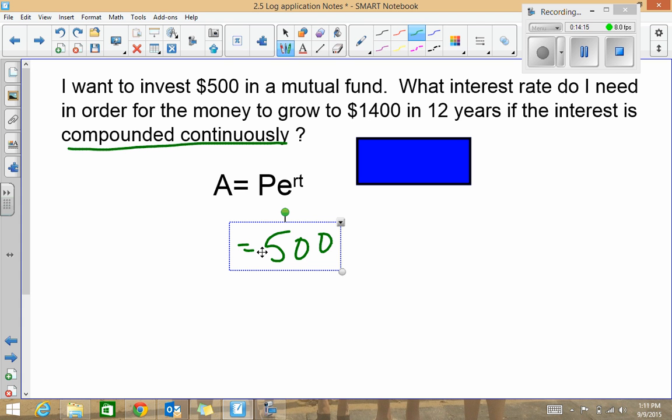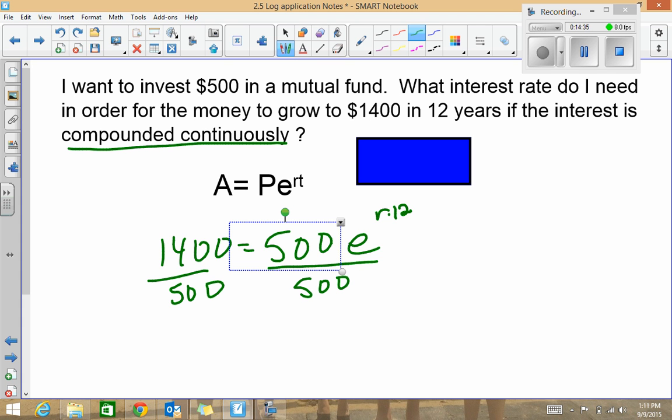We want to know what interest rate we need, so we're going to be solving for R in order for the money to grow to $1,400 as our ending value in 12 years. So we've taken care of all the information we're given, solving for R. So again, first thing we want to do is get that variable by itself. So we can divide 1,400 divided by 500, and we get 2.8 equals e to the 12r.